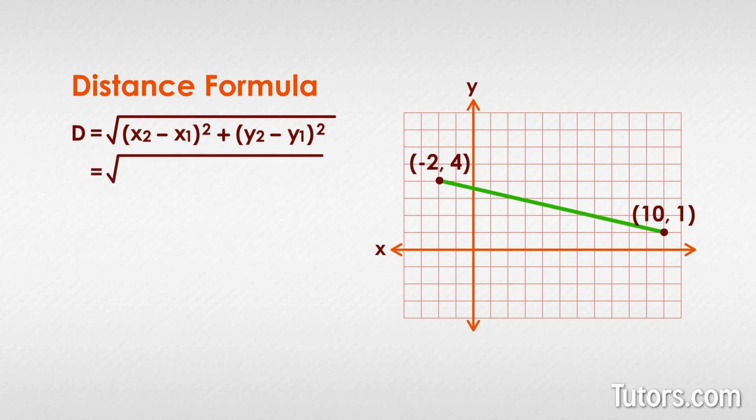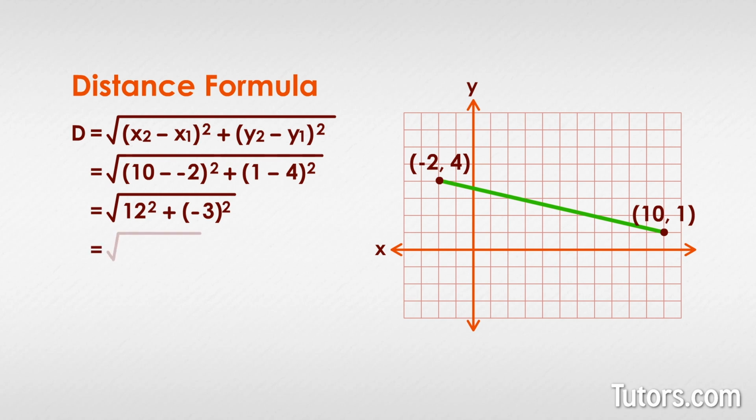d equals the square root of (10 minus -2) squared plus (1 minus 4) squared. This simplifies down to d equals the square root of 12 squared plus -3 squared. You should really be able to take the last few steps by yourself. Pause the video and see if you can get the right answer. The answer is the square root of 153, which is approximately 12.369.